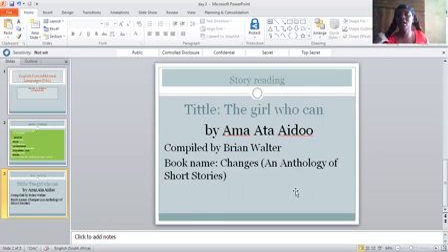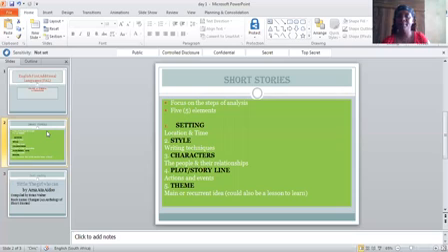Basically what I want you to do today, during your spare time or when you get time, is read a short story from the book called Changes, an Anthology of Short Stories. You will find the short story on page 141. Read it using all the elements that we had here. Don't forget the setting, the style, the characters, the plot or storyline, and the theme. When you have them together, you will be able to answer the questions that we are going to provide you with tomorrow.